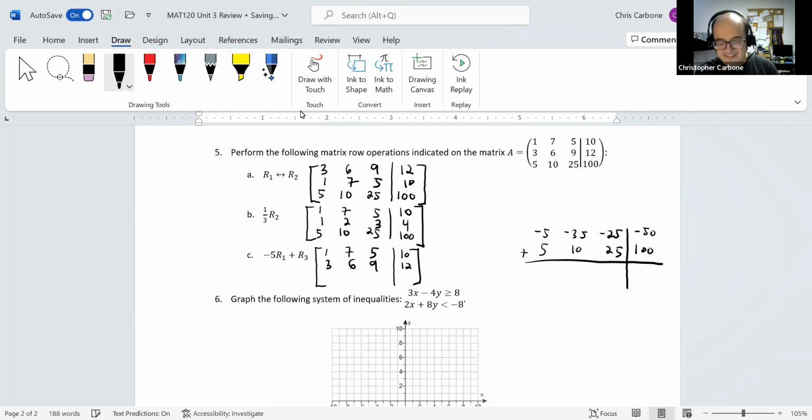So adding those down, we get a 0, which is what we want in this case. A -25. Another 0, which we did not particularly need, but what are you going to do? And we get a 50. Positive 50. So the bottom row is now 0, -25, 0, and 50.